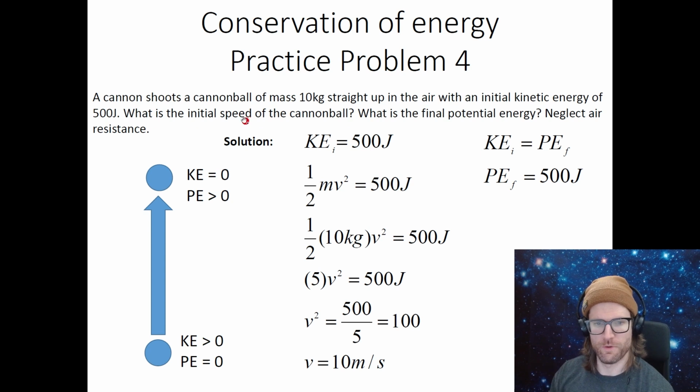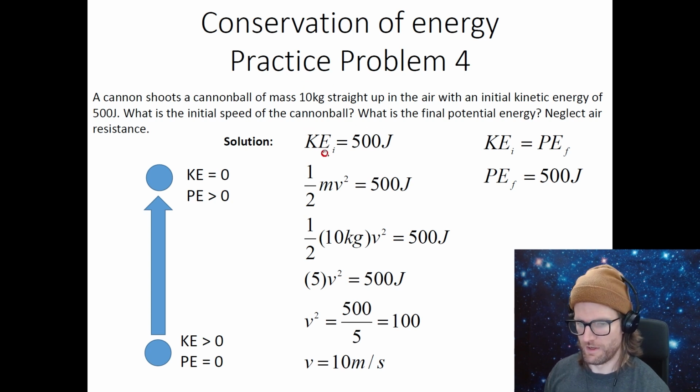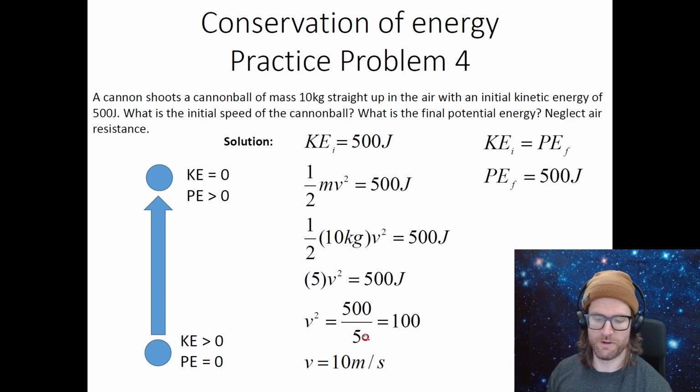So let's start with the first part. What is the initial speed of the cannonball? Well, we know the initial kinetic energy is 500 joules. And we know the mass is 10 kilograms. So we know the formula for kinetic energy is 1/2 mv squared. We know it's equal to 500 joules. Plug in 10 kilograms. Solve for v. So we get a 5 here. 500 divided by 5 is 100. Square root of 100 is 10 meters per second. So that's the initial speed.